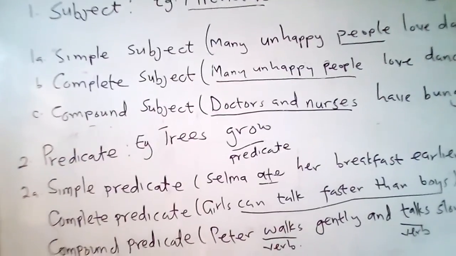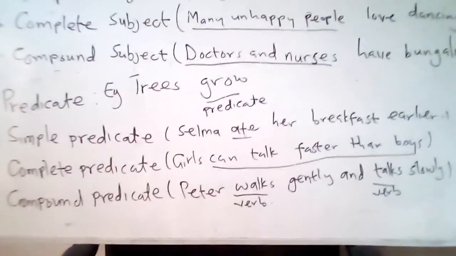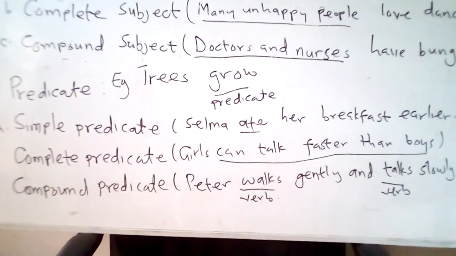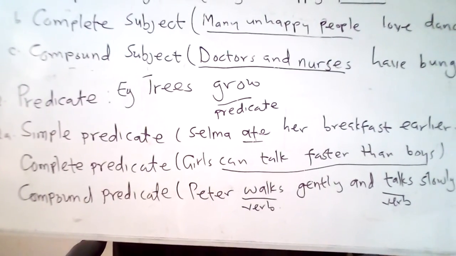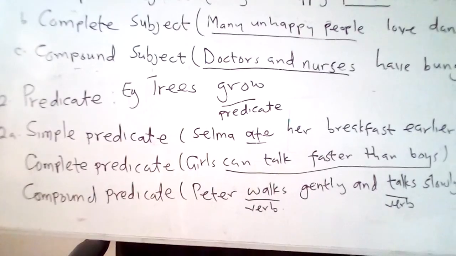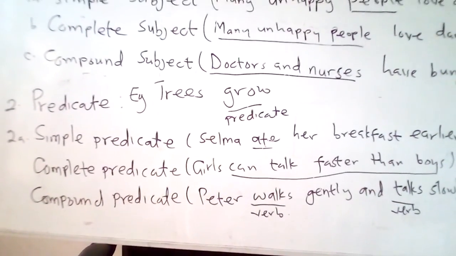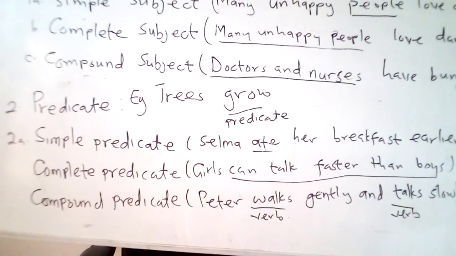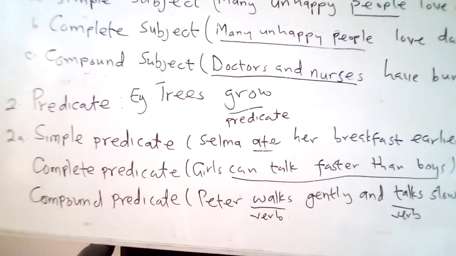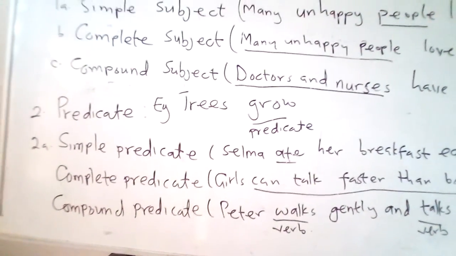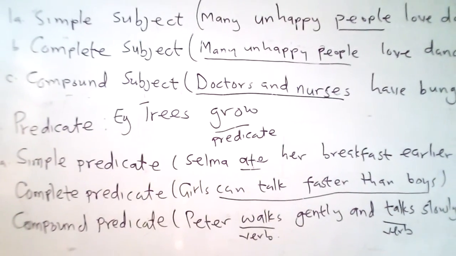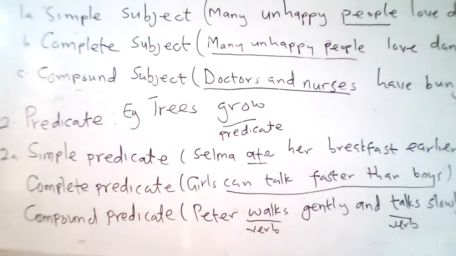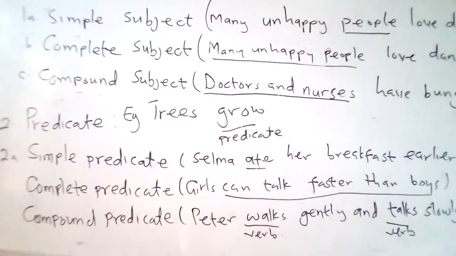And then complete predicates. A complete predicate is the simple predicate and all of the words which modify or explain it. For example, the girls can talk faster than the boys. Can talk faster than the boys is the complete predicate.